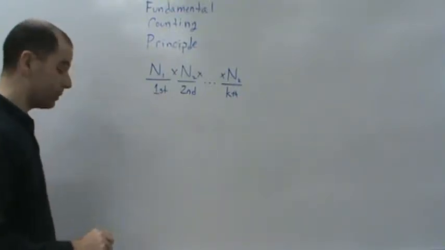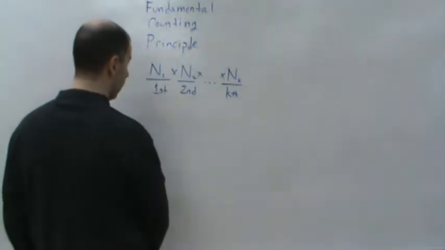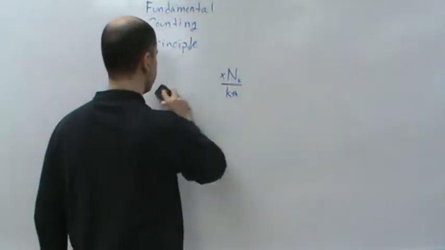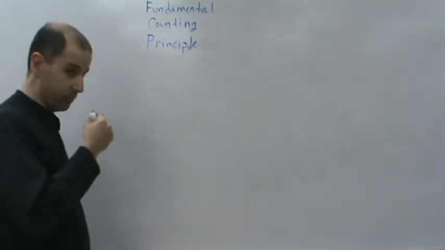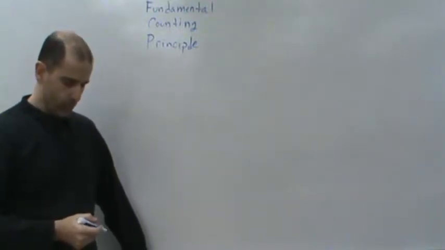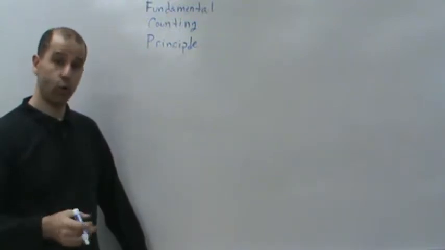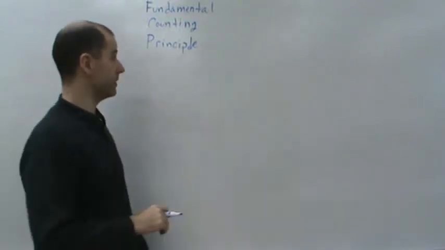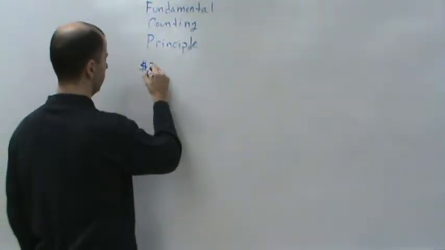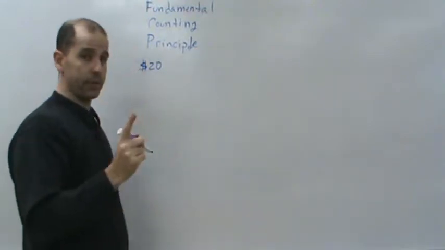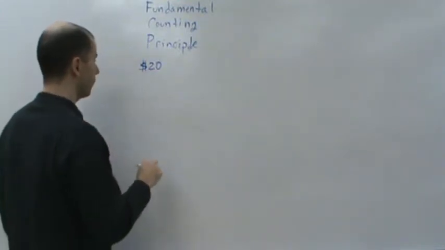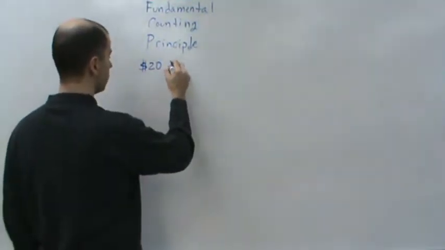Now let me show you another example that you may be more accustomed to. Let's say you're at a restaurant and they have a special where you can create your own meal. Let's say for $20, you can choose one appetizer, one entree, and one dessert. And let's say this is a dinner for two, $20, dinner for two.